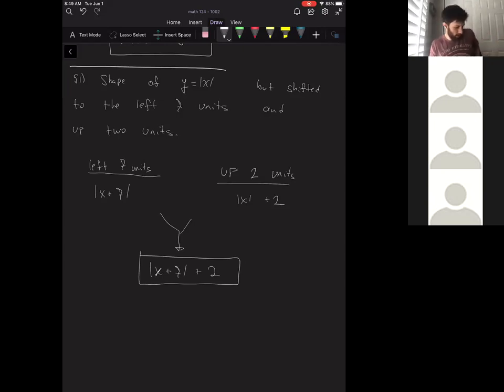Okay. I think that's good for this section. Let's move on to the next section. So section number 2.6.